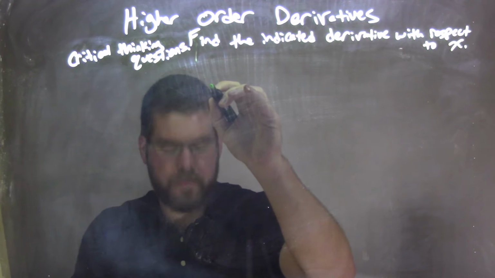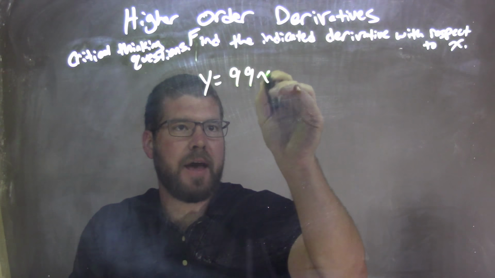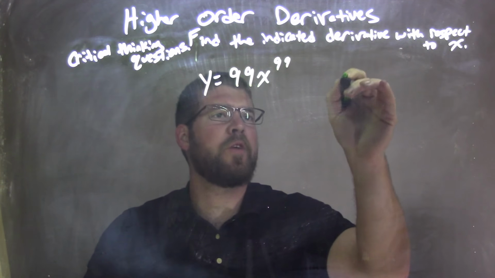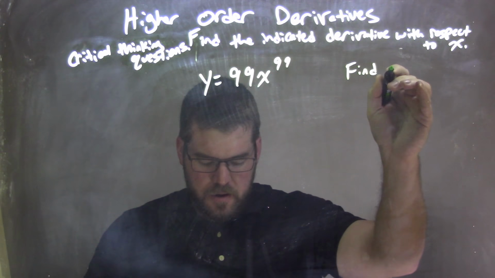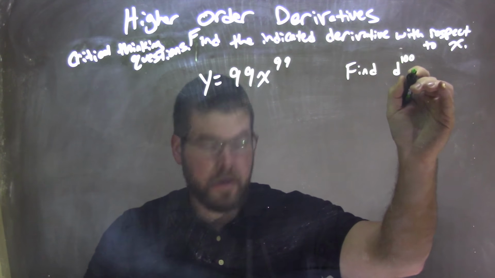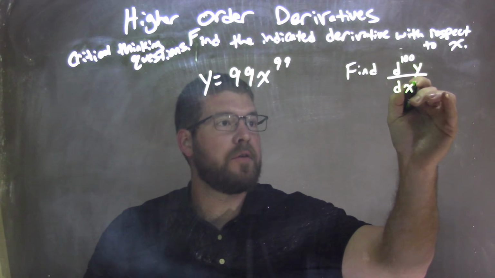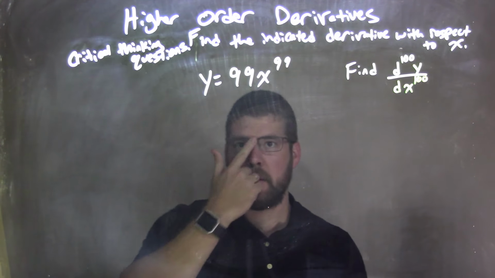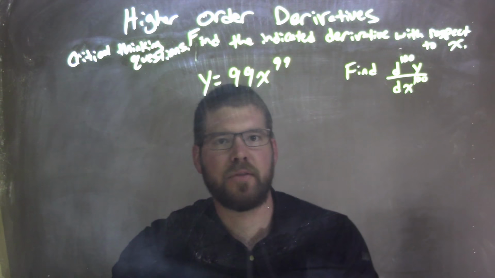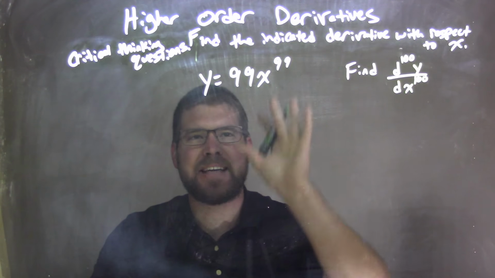If I was given this function, y equals 99x to the 99th power, and we wanted to find the 100th derivative, d to the 100th power y over dx to the 100th power. Let's think about this for a second. We're going to take our time with this. This is obviously not something where you're going to multiply everything out. We're going to try to attack this differently.